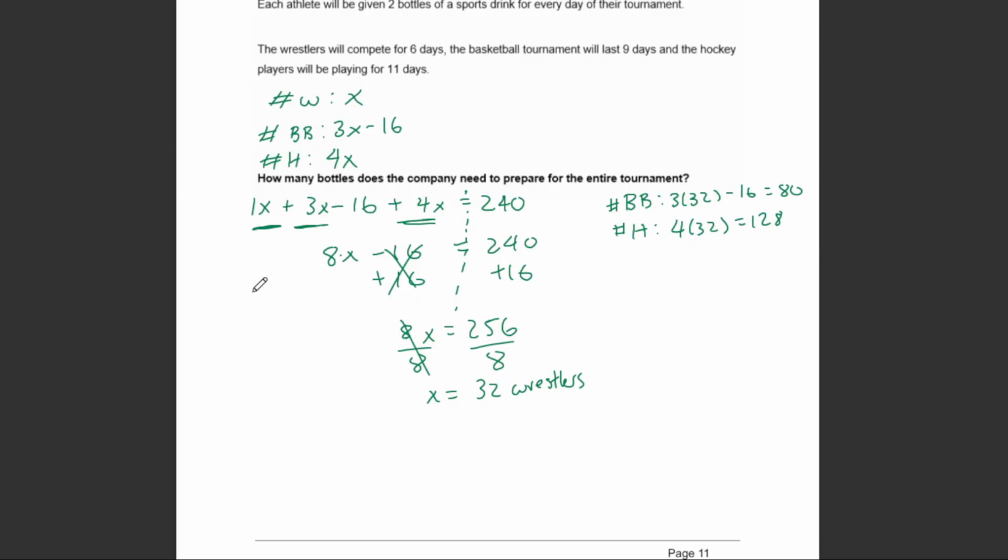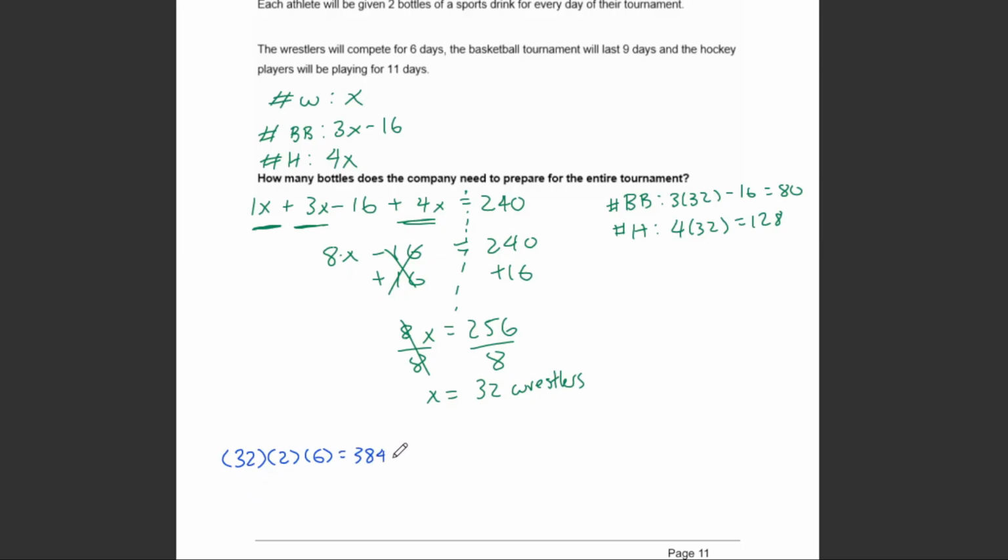Okay. So let's think about the wrestlers. Each wrestler should get 2 bottles for every day that they compete. So 32 wrestlers, they get 2 bottles for every day they compete, and they're competing for 6 days. So 32 times 2, right? 32 players times 2 bottles per wrestler for 6 days. What does that come out to? That comes out to 384.